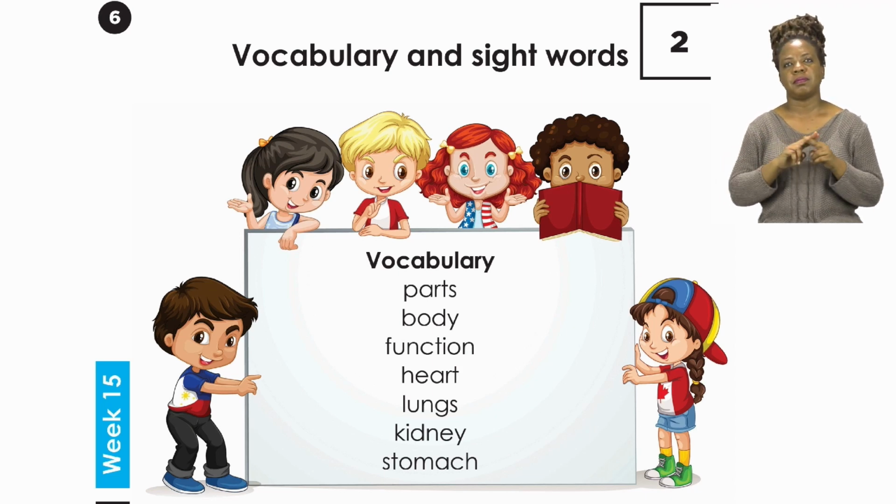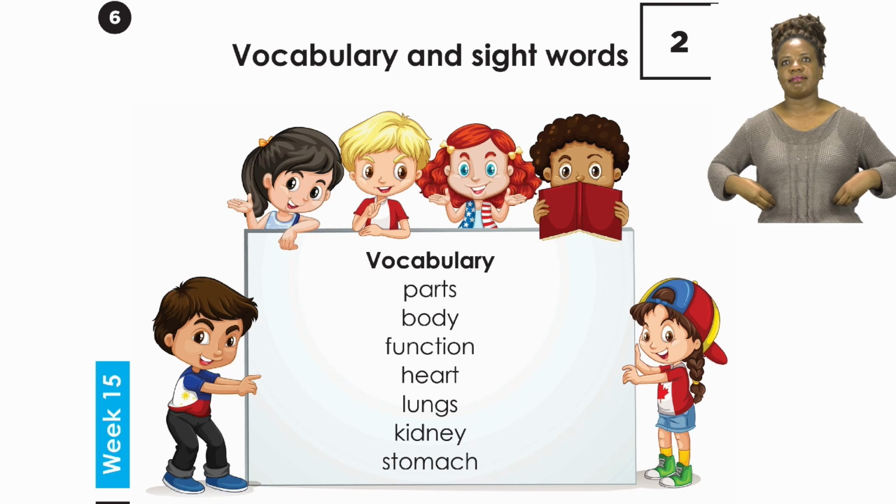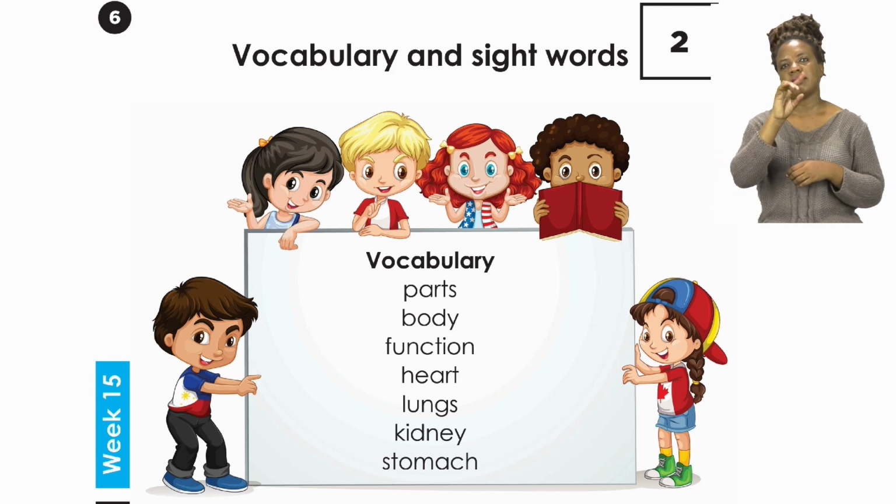goes through the lungs. Then we have kidney. Now, the kidney has a special job in the body. It is used to clean our bodies. So our kidneys have an important job to make sure that anything that was not supposed to be in our bodies, it makes sure it cleans it so that it can be disposed of later on.